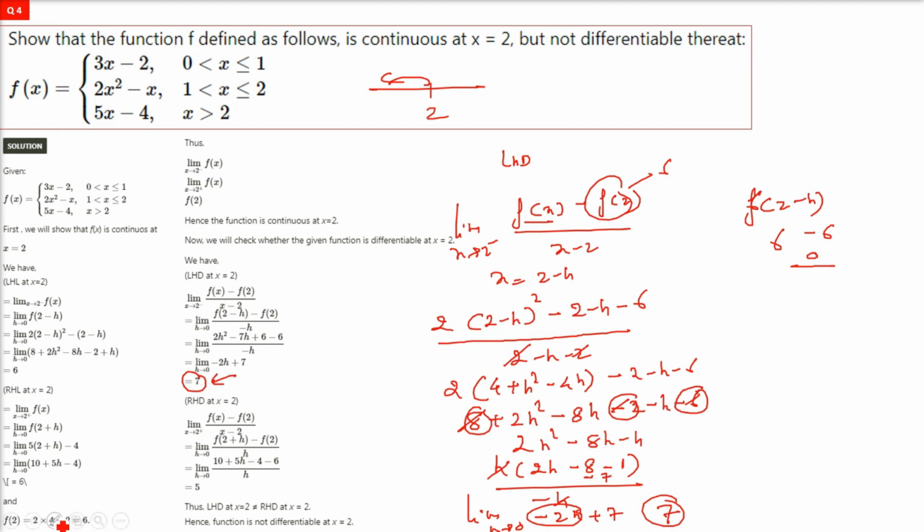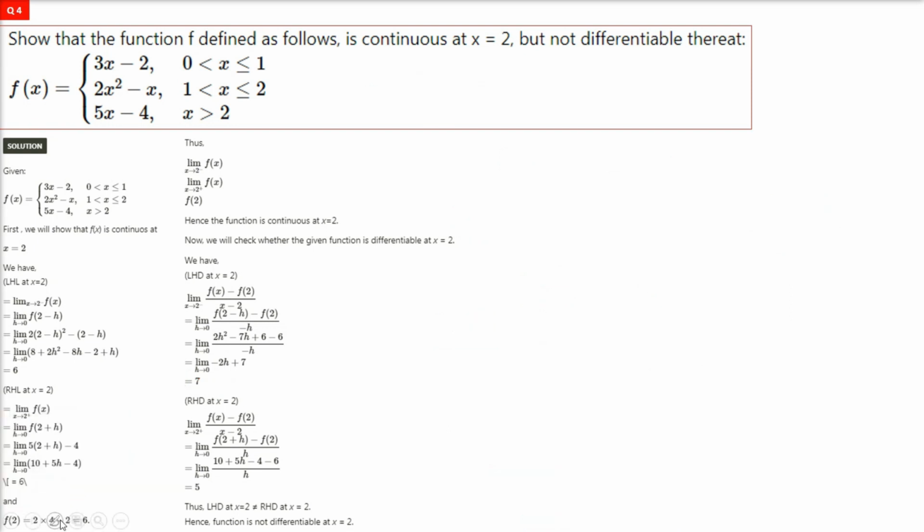There is a slight change here. It's going to be 7, because h gets cancelled. It was minus 2 plus h. Now we are going to do the same thing for the right hand derivative.